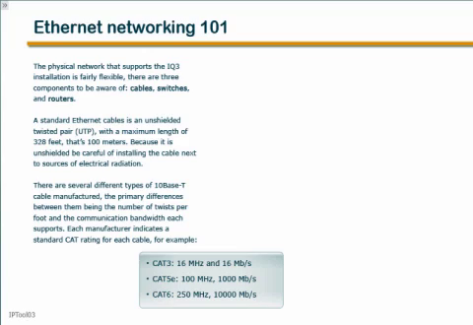There are several types of 10-base T cable manufactured, the primary differences between them being the number of twists per foot and communication bandwidth each supports. Each manufacturer indicates a standard CAT rating for each cable. For example, Cat3, 16 MHz and 16 megabits per second. Cat5e, 100 MHz, 1000 megabits per second. Cat6, 250 MHz, 10,000 megabits per second.